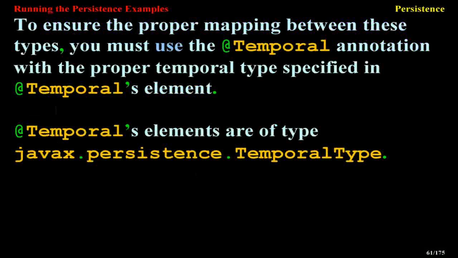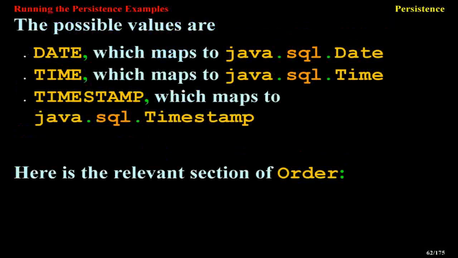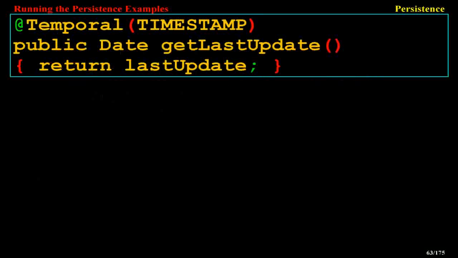To ensure the proper mapping between these types, you must use the Temporal annotation with the proper temporal type specified in Temporal's element. Temporal's elements are of type javax.persistence.TemporalType. The possible values are DATE, which maps to java.sql.Date; TIME, which maps to java.sql.Time; and TIMESTAMP, which maps to java.sql.Timestamp. Here is the relevant section of Order. Temporal TIMESTAMP public Date getLastUpdate() returns lastUpdate.